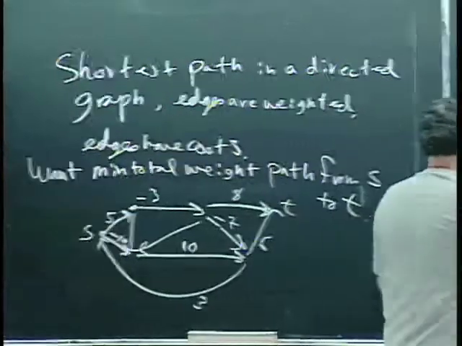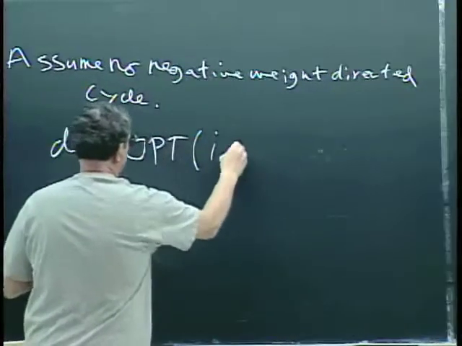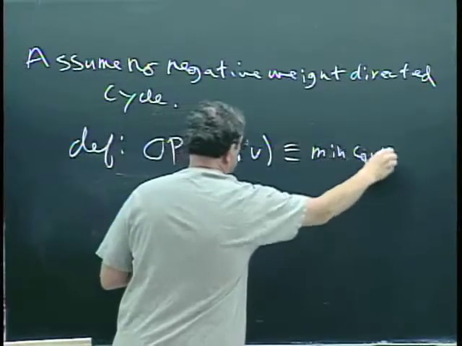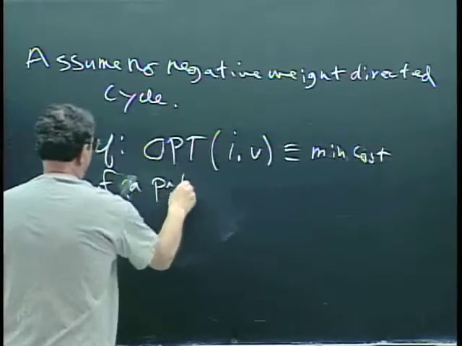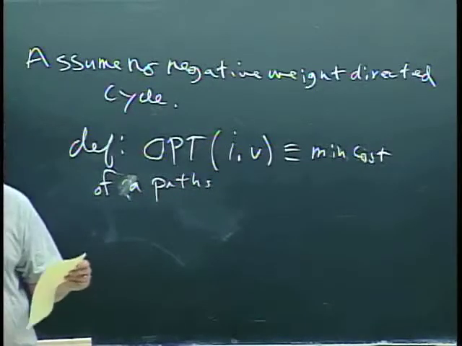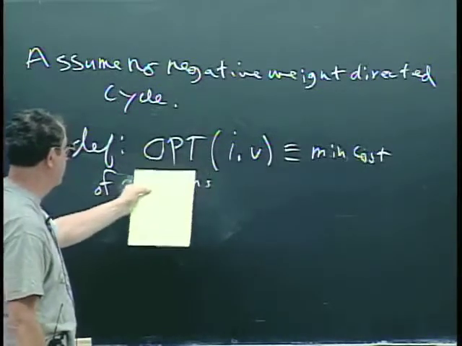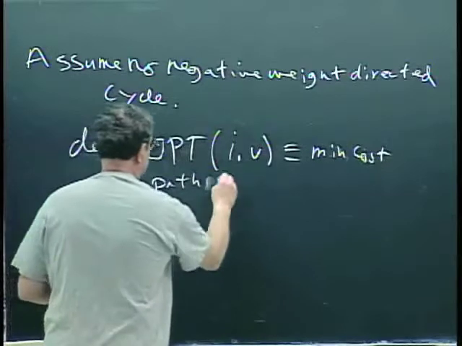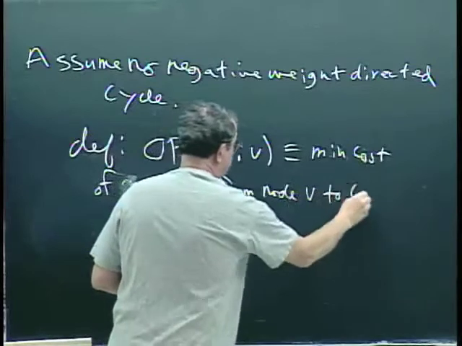We're going to define opt(V) to be the minimum cost of a path. And the paths have got to be directed. You can't go opposite to a directed edge. That's going the wrong way in a one-way street. It costs infinity if you get caught doing that. So opt(V) is the minimum cost of a path from some node V to T.